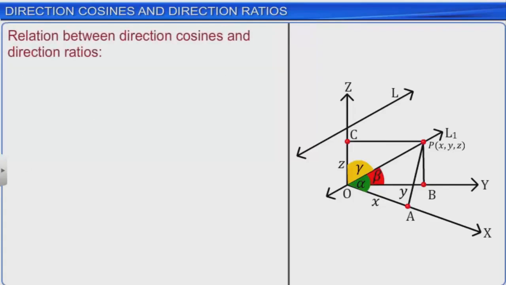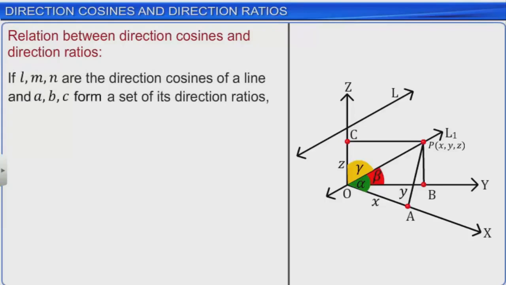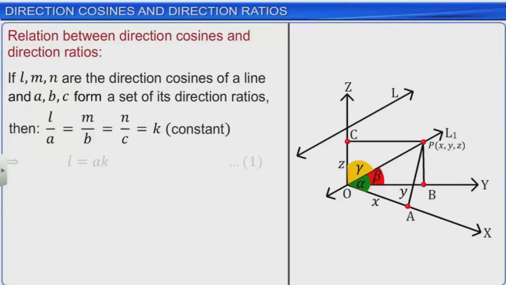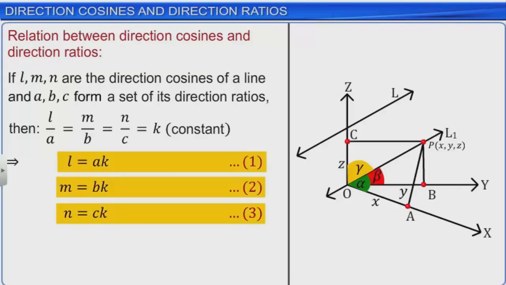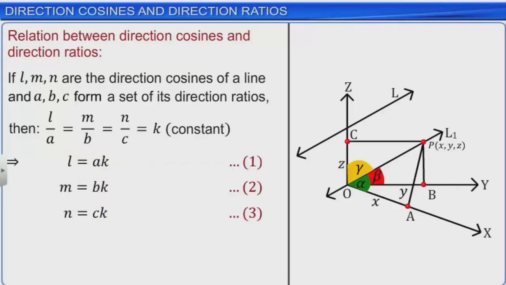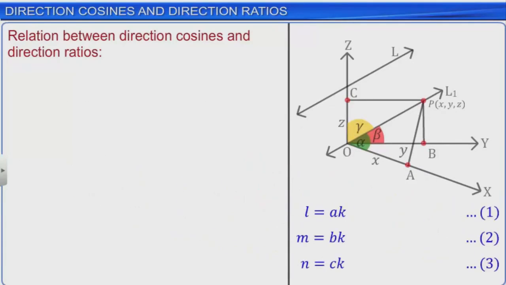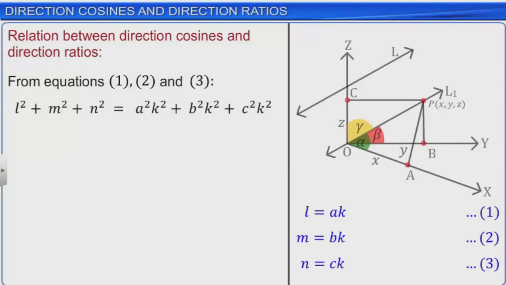Let us now derive a relation between direction cosines and direction ratios of a line. The ratio between the direction cosines of a line and its direction ratios is constant. Let this constant be k. Equating each term of the previous equation with the constant k, we get the three equations as shown. Squaring and adding the values of the direction cosines of the line from equations 1, 2, and 3, and simplifying, we get equation 4.